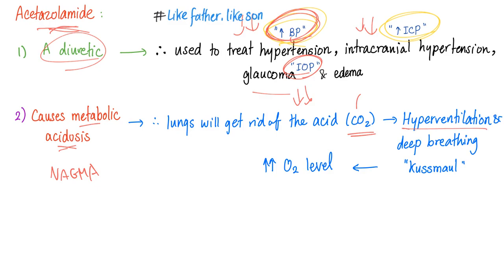You will hyperventilate and deep breathe, called Kussmaul breathing, like this, to try to get rid of this acid. You're washing out the CO2. This is good because you're getting rid of this acid called CO2, and in the meantime, thanks to the hyperventilation and deep breathing, you might as well increase your oxygen level by breathing it in. O2 in, CO2 out, and this is Kussmaul breathing.